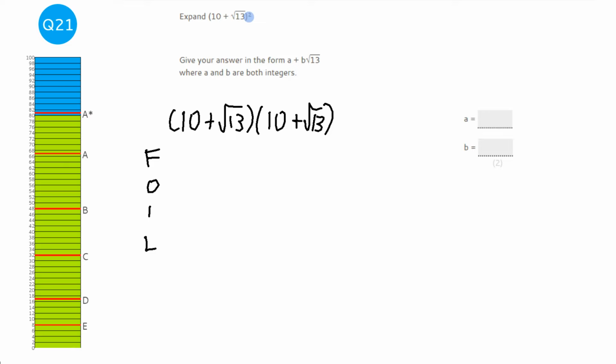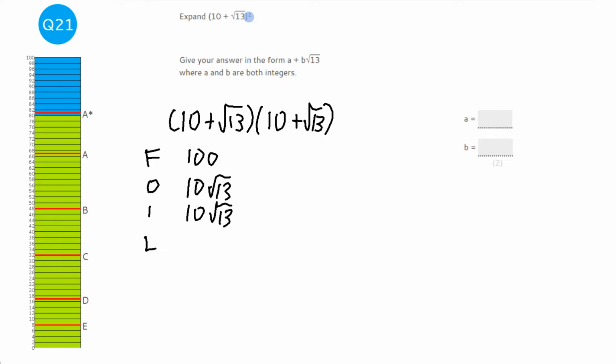So the two first numbers are 10 and 10, so we're going to do 10 times 10, which is 100. The outside ones are the 10 and the root 13. So if that was 10 and x, we would write 10x. Now that's 10 and root 13, so we write 10 root 13. We can't simplify that anymore without a calculator. The inside ones, root 13 times 10, it's going to be the same thing, 10 root 13. You always put the number first, then the surd.